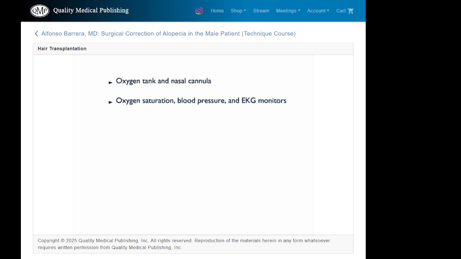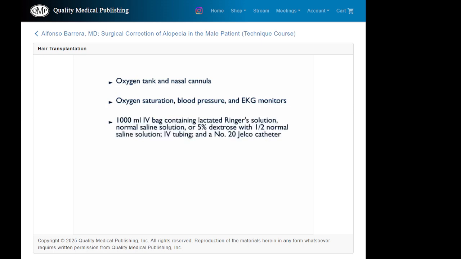cannula, oxygen saturation, blood pressure and EKG monitors, 1000 milliliter IV bag containing lactated ringer solution, normal saline solution, or 5% dextrose with 1/2 normal saline solution, IV tubing, and a number 20 gel co-catheter. Midazolam 10 milligrams, Sublimase 50 milligrams.